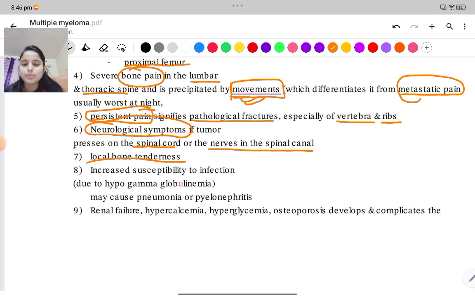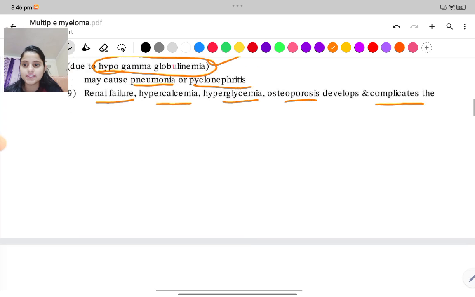As it is the tumor of the plasma cells, and plasma cells form the B cells and B cells form the antibodies, so due to decrease in antibody, due to hypogammaglobulinemia, there is increased susceptibility to the infection, due to which pneumonia, pyelonephritis, renal failure, hypercalcemia, hyperglycemia, osteoporosis develops and complicates the prognosis of the disease.